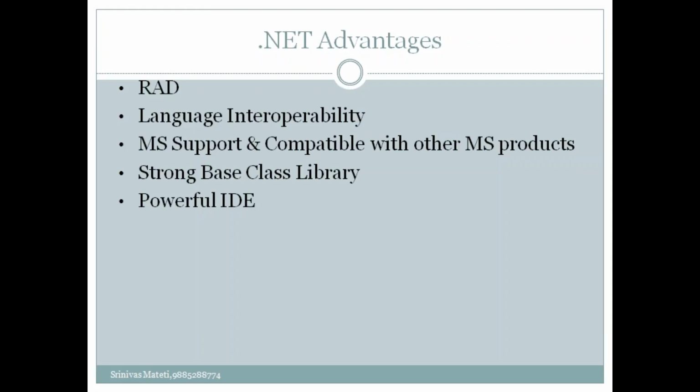We have C#, VB.NET, Pascal.NET, COBOL.NET. So .NET has more than 32 languages. Here language interoperability is nothing but the code written in one language can be used in other .NET languages. Suppose I developed a piece of code in C#.NET. That code can be used in VB.NET applications. And not only VB.NET applications, all the other .NET applications can use the C#.NET code.